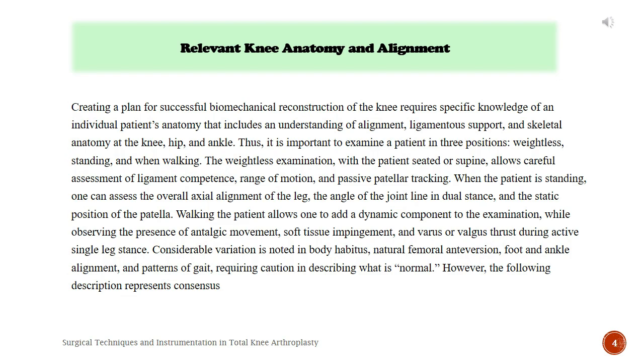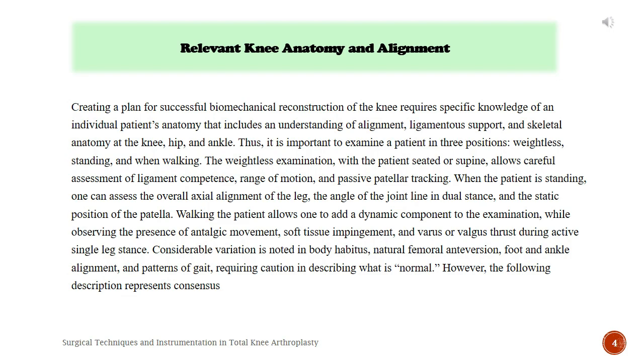The weightless examination, with the patient seated or supine, allows careful assessment of ligament competence, range of motion, and passive patella tracking. When the patient is standing, one can assess the overall axial alignment of the leg, the angle of the joint line in dual stance, and the static position of the patella. Walking the patient allows one to add a dynamic component to the examination, while observing the presence of antalgic movement, soft tissue impingement, and varus or valgus thrust during active single leg stance.